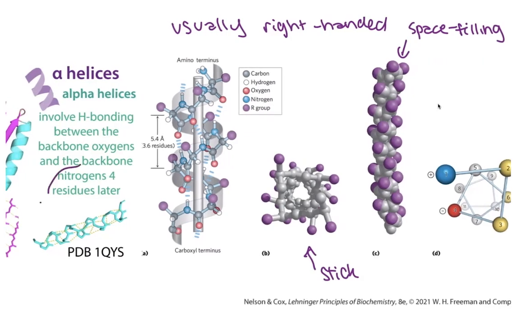So that'll be the hydrogens of the backbone nitrogens, 4 residues later. So we're going to have N plus 4 interacting. So we'll have N, and then the N plus 4 residue are going to be interacting. So your oxygen here, and then your hydrogen on the nitrogen would be your N plus 4. And so these are going to be what's actually interacting.